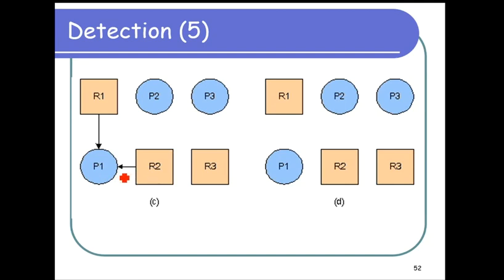So now R2 is serving P1 along with R1. And in D, after P1 finishes its job, it terminates and frees the resources R1 and R2. Okay, all are free, everyone is happy. So this D is when all the resources have been freed.